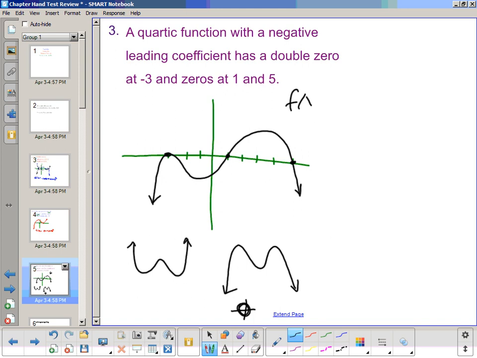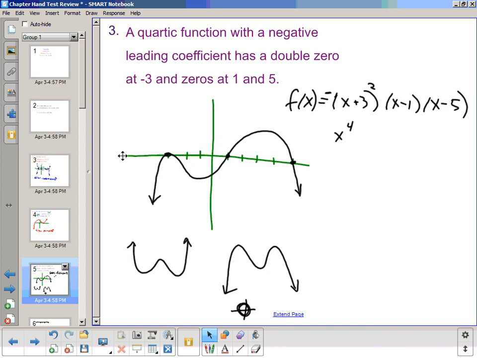So our function would look like this. There you go. And now that gives us, as you can see, we would have a leading coefficient here that would be x squared times x, which is x to the fourth, which is positive. So we'll specifically have to make sure that we've got a negative function there.